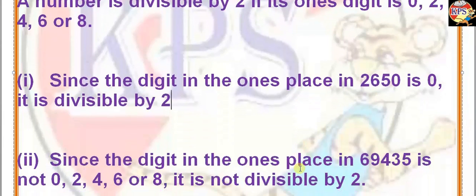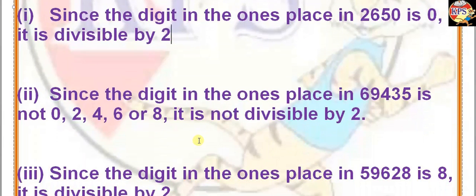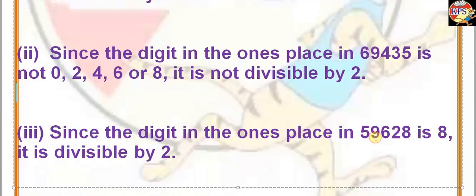Okay. And in the second number, you can see that the second number is 69,435. The last digit should be one of 0, 2, 4, 6, 8. But here the last digit is 5. 5 is an odd number, so this whole number cannot be divided by 2. In the third question, we can see that the digit in the one's place in 59,628 is 8. In the one's place the digit is 8 and this is an even number, so we can say that the whole number can be divided by 2.